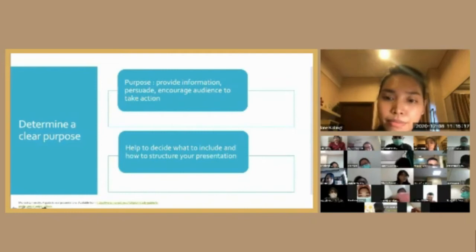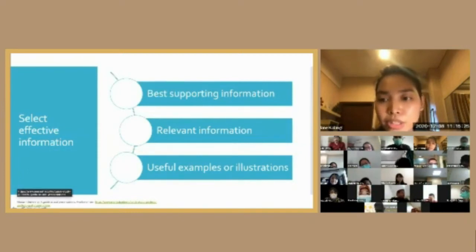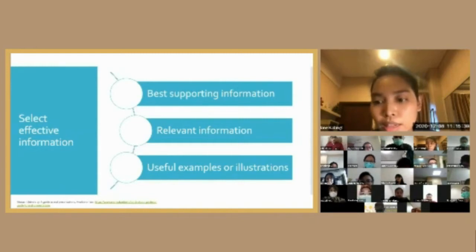Next. The third point is, please keep in mind to select the effective information. There are 3 questions that you can ask yourself. The first question is, what is the best information to support your presentation or your ideas? What are the informations that are relevant to your audiences? And what are the examples or case studies that will best illustrate your ideas?